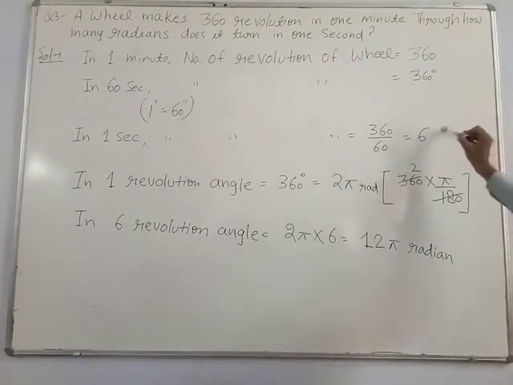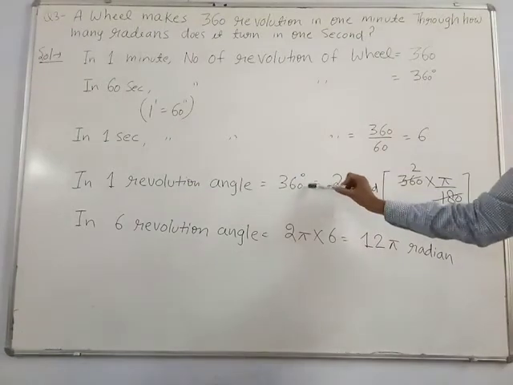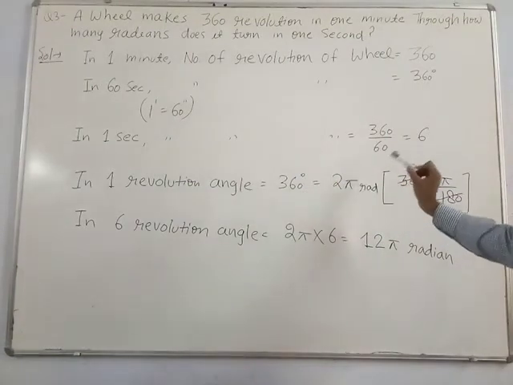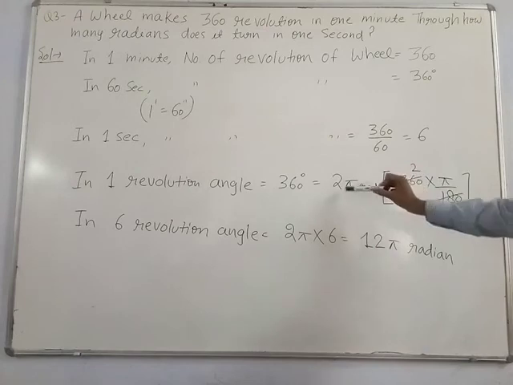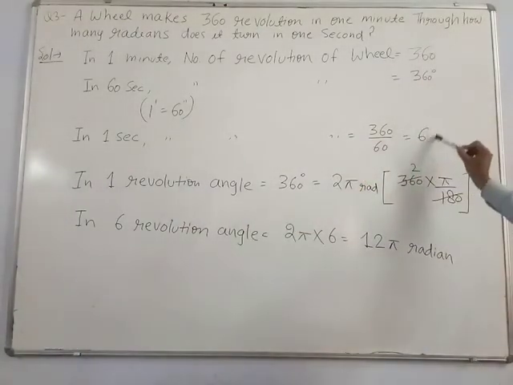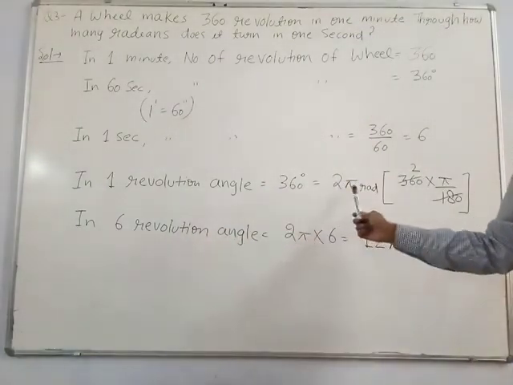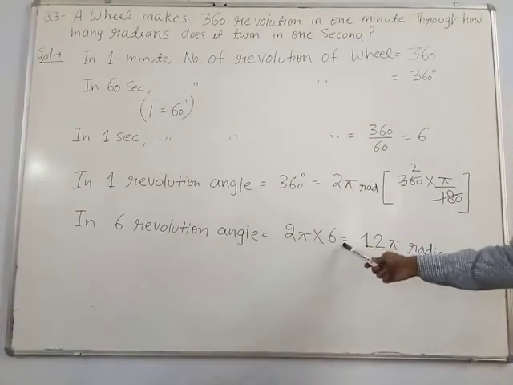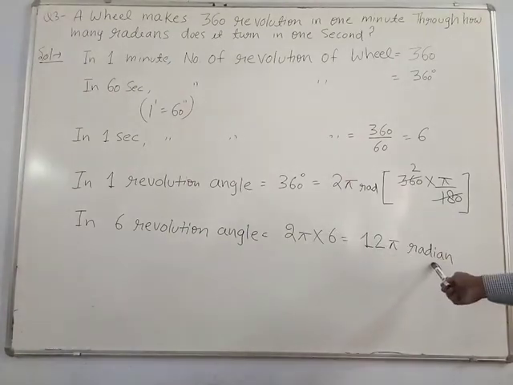So that is 6. So in 1 revolution, the angle equal to 360 degree, 2 pi radian, or 360 multiply by pi upon 180. 360 divided by 180 is 2. So 2 pi radian. So in 6 revolutions, the angle equal to 2 pi multiply by 6. So 6 into 2, 12 pi radian. Okay.